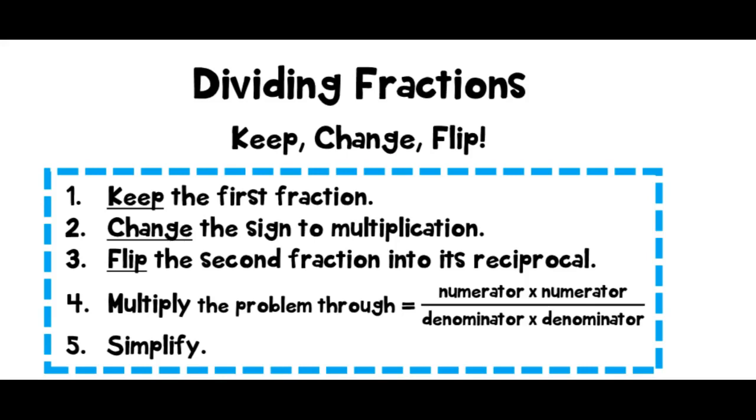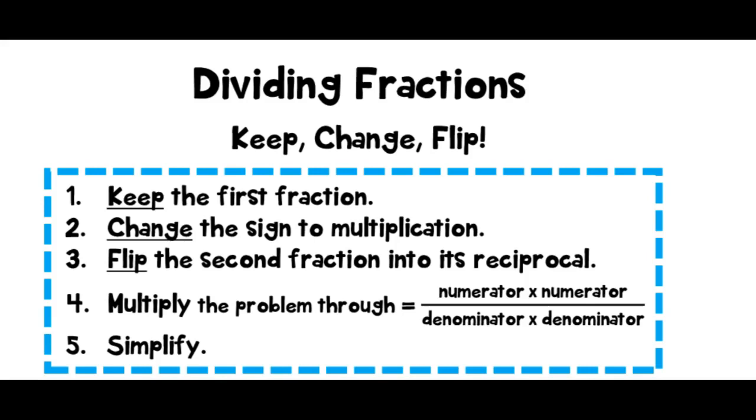Then the second fraction, we're going to flip upside down, and that's called its reciprocal form. So if I have 1/3, when I flip it, that becomes 3/1. If I have 2/5, when I flip it, that becomes 5/2. If I have a whole number, like 7, the fraction for that is 7/1. So when I flip that whole number, it actually becomes 1/7. We'll look at that as we go through these slides.